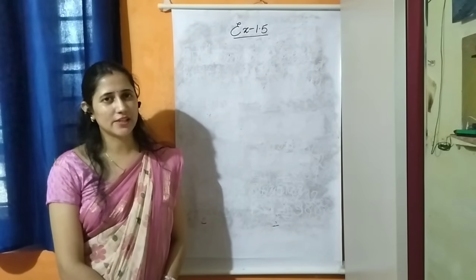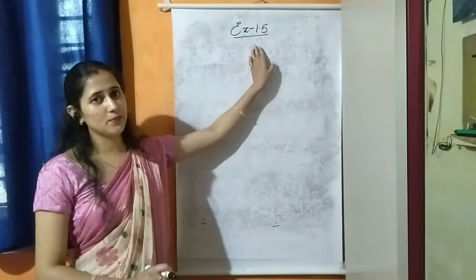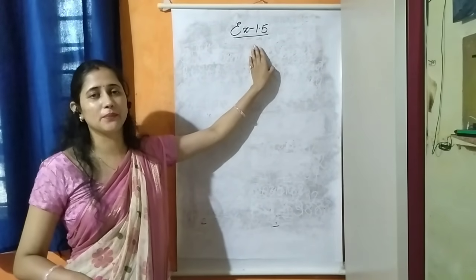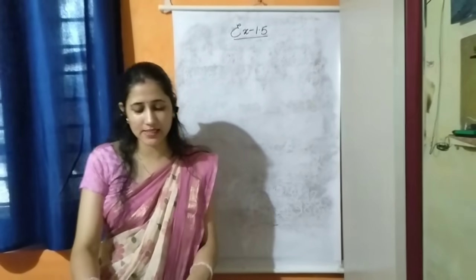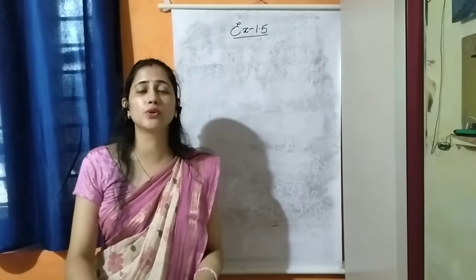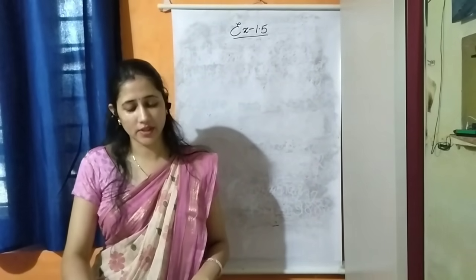Students, welcome to today's session, and today we will do exercise 1.5, which is given on page number 29 in your maths books. Okay, so what we have to do in this exercise? In this exercise, we will do successor, predecessor, and even and odd numbers.